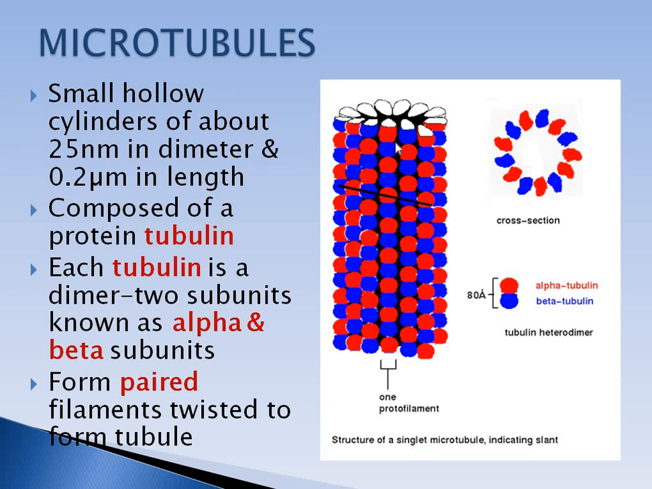So they arrange to form paired filaments, linear filaments in long rows, and these filaments twist to make up a tubule, that is microtubule, which has a space in the center. And this is a cross section in which you can see that alpha and beta alternate each other with a central space.